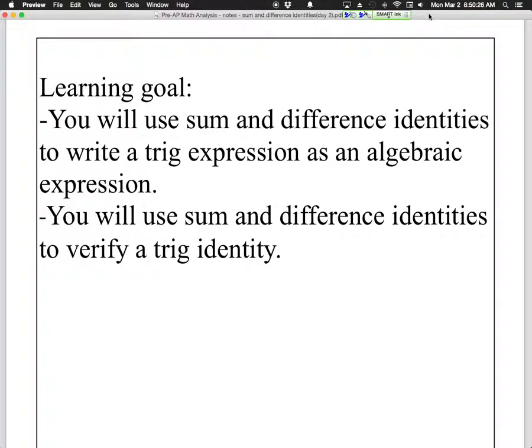Okay, today we are continuing on from what we did on Friday. We're still using the sum and difference identities, and we're going to do two things with them. We're going to use sum and difference identities to write a trig expression as an algebraic expression, and then we're going to use sum and difference identities to verify a trig identity. So those are the two things we're looking at today. I believe it takes 5 examples to do this.